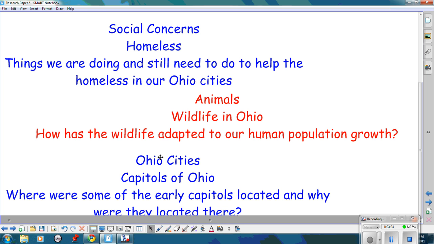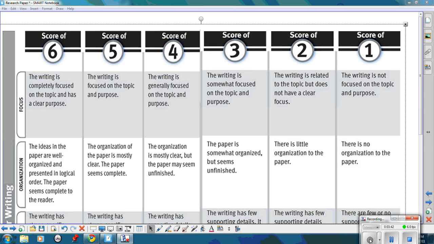And again, you don't want to be so broad as to say, well, I'm going to write about Ohio cities. You really want to drill down and focus on what main topic do you want to write about? Because believe me, even though it may seem small, you will be able to find a lot of information on your topic.